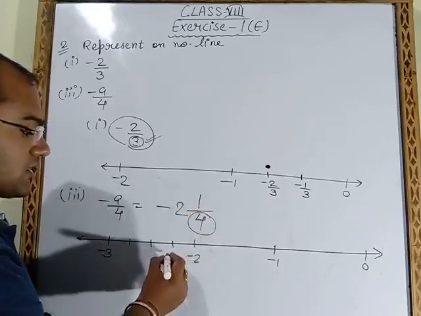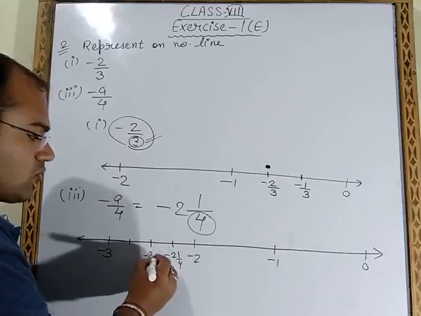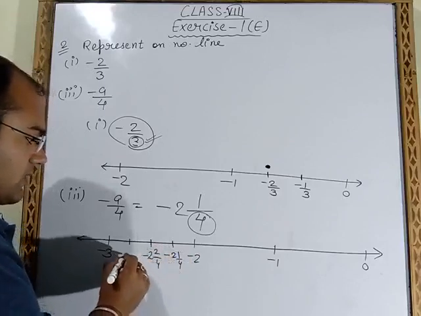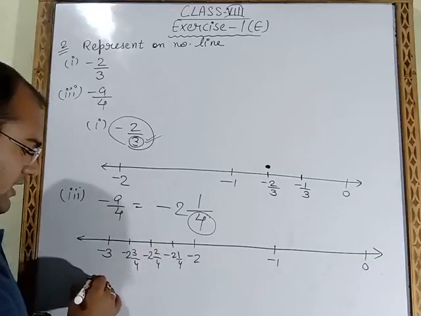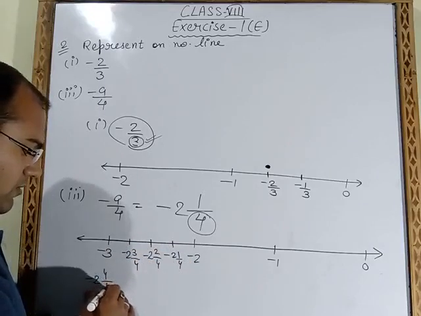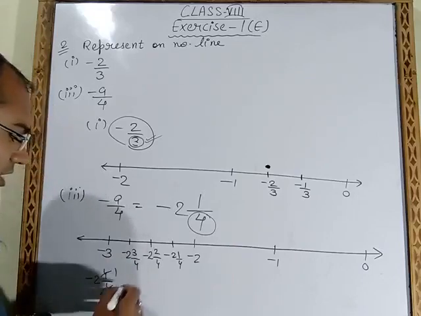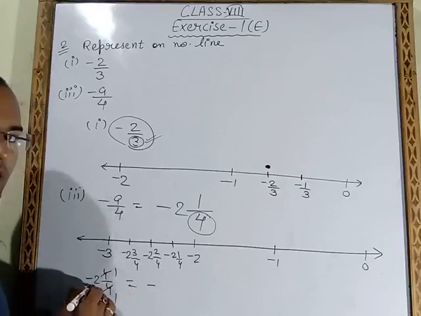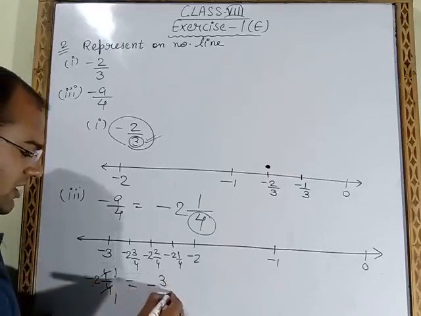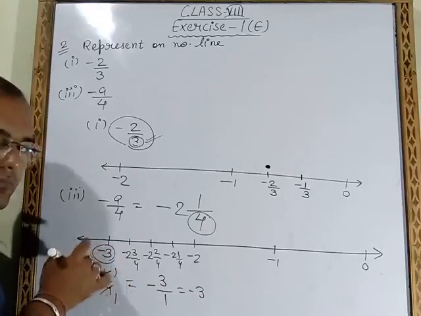Minus 2, this is minus 2 whole 1 upon 4, minus 2 whole 2 upon 4, minus 2 whole 3 upon 4, and this is minus 2 whole 4 upon 4. 4 ones are 4, 4 ones are 4, and when we change it into an improper fraction we get minus 1, 2 twos are 2, 2 plus 1 is 3 upon 1. So minus 3 upon 1 means minus 3. That's why it is written here minus 3.